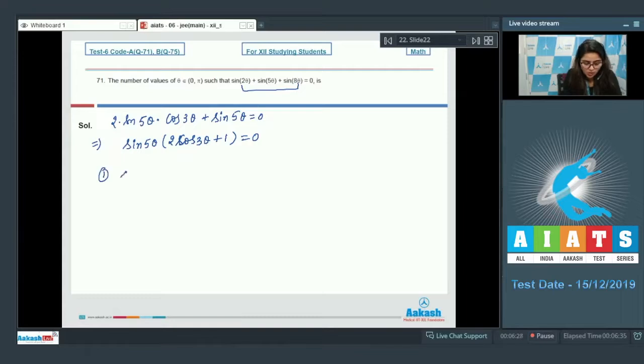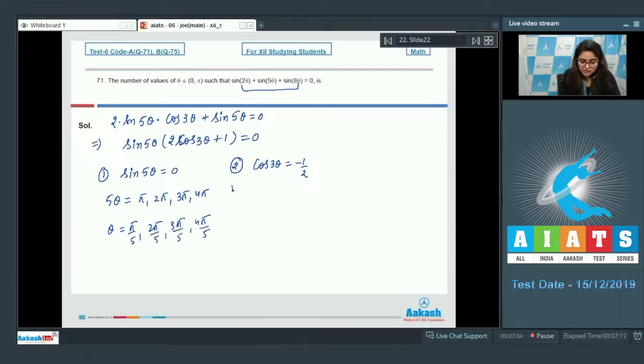So either sin of 5 theta is equal to 0, or 2 cos of 3 theta is equal to minus 1, so cos 3 theta is minus 1 by 2. Theta lies from 0 to pi, so for 5 theta, it lies from 0 to 5 pi. So 5 theta can be pi, 2 pi, 3 pi, 4 pi, and 5 pi cannot be because pi is not included. So theta is equal to pi by 5, 2 pi by 5, 3 pi by 5 and 4 pi by 5.